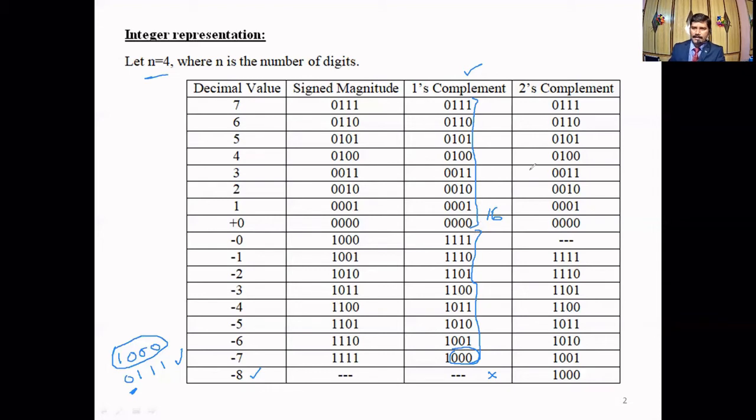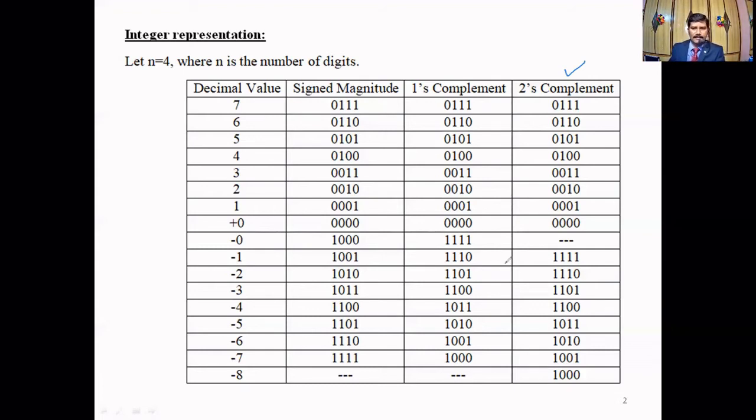But if you observe, there is also a disadvantage here. For plus 0 it is 0 0 0 0, and for minus 0 it is 1 1 1 1. So for 0 there are two representations. So that is a disadvantage. That's why most computers do not follow sign magnitude or ones complement. The most commonly used representation in computers is 2's complement representation.